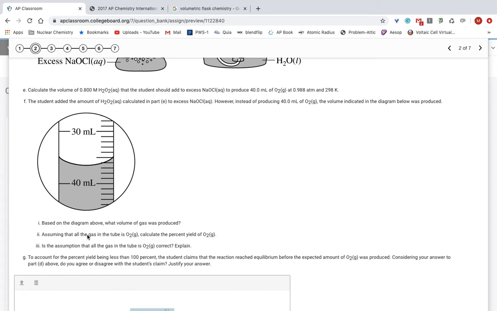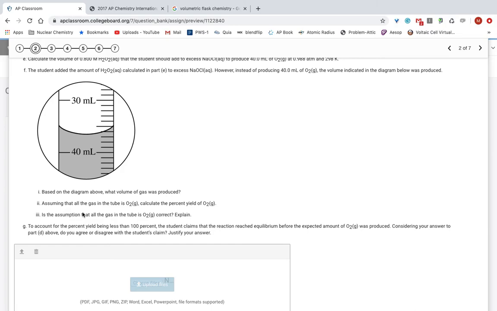Assuming that all the gas in the tube is O2, figure out the percent yield of O2. Well, we can take our actual amount of O2, whatever we just said, 36.5 milliliters O2, divided by 40 milliliters, and get a percentage. It ends up being about 91%.